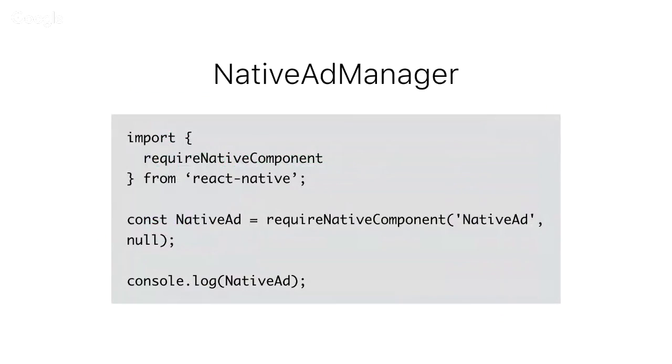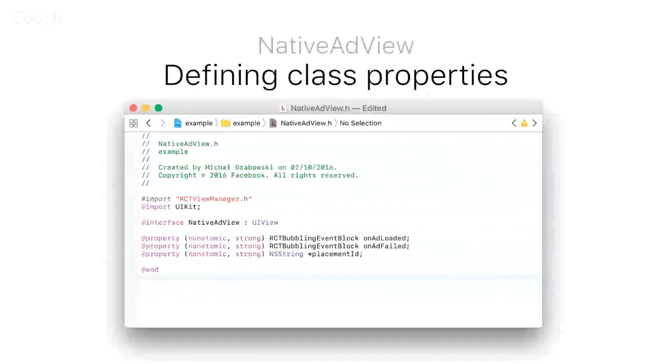And again, we could just go to JavaScript, obtain an instance of our native ad view, and just console log it. But it still doesn't do anything, so let's open up the native ad view file and start actually defining the real functionality.